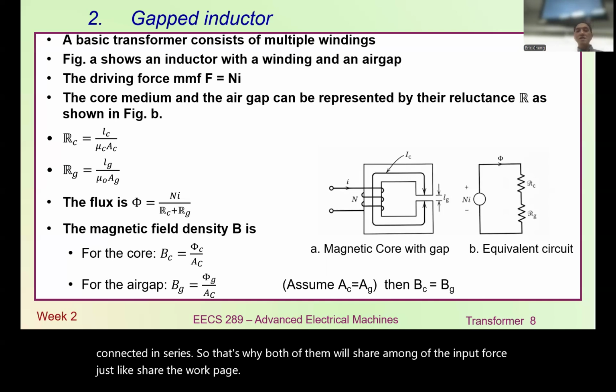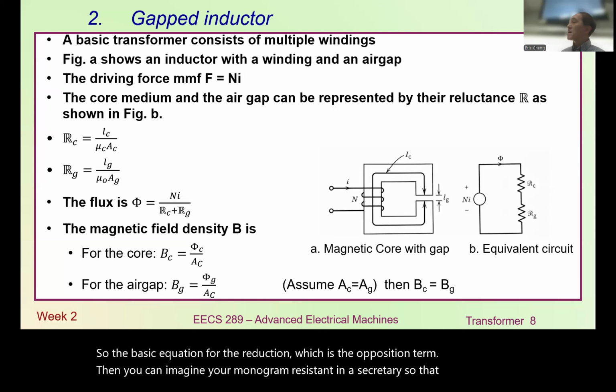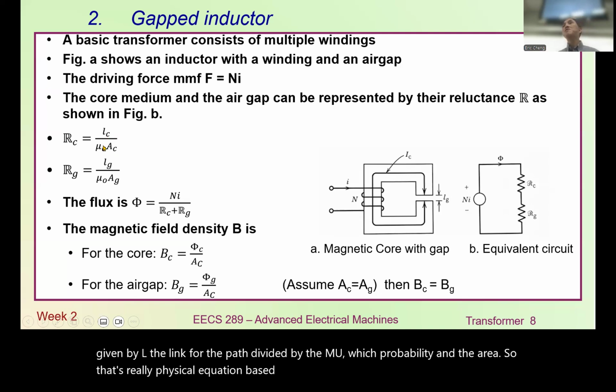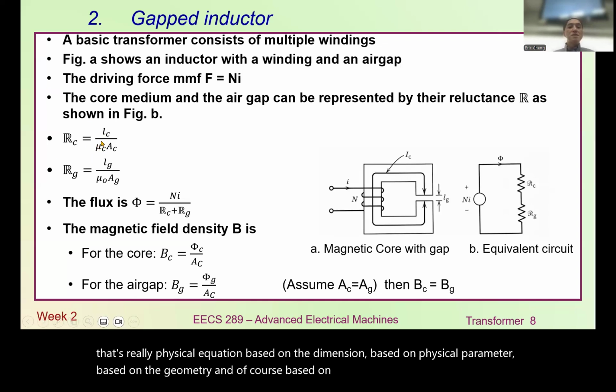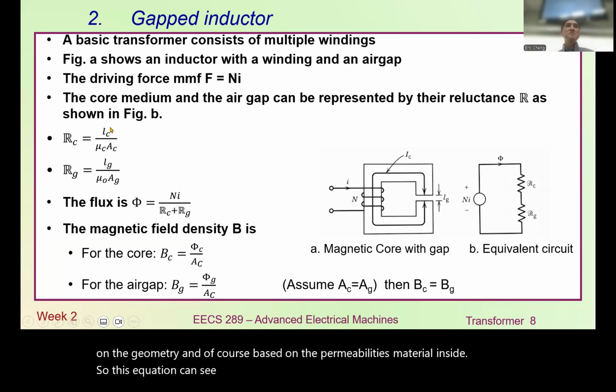The basic equation for the reluctance, which is the opposition term, you can imagine looks more like resistance in a circuit. The reluctance is given by l, the length of the path, divided by mu, the permeability, times A, the area. That's a really physical equation based on the dimensions, the physical parameters, the geometry, and of course the permeability of the material inside. You can see this equation is very similar to the resistance equation.